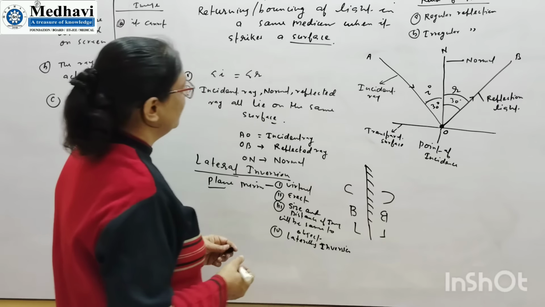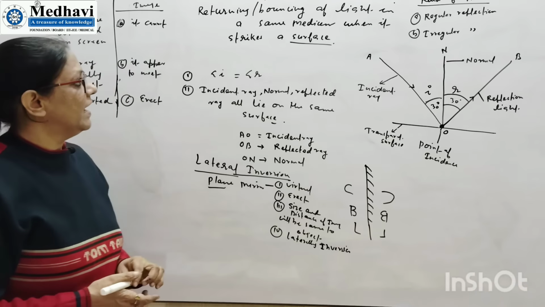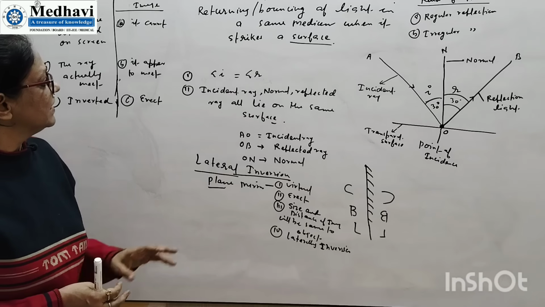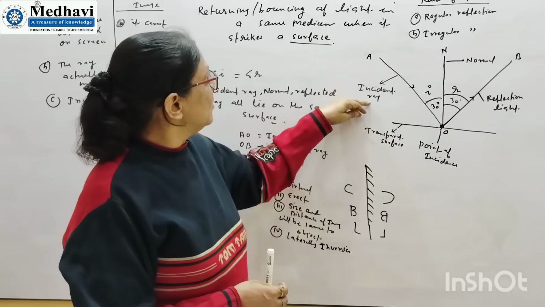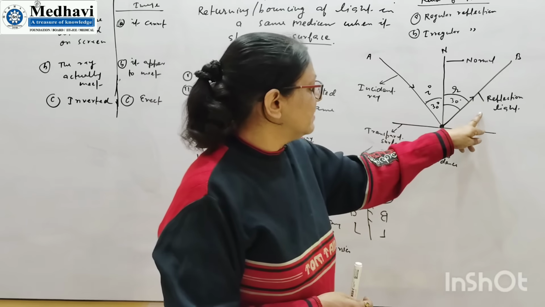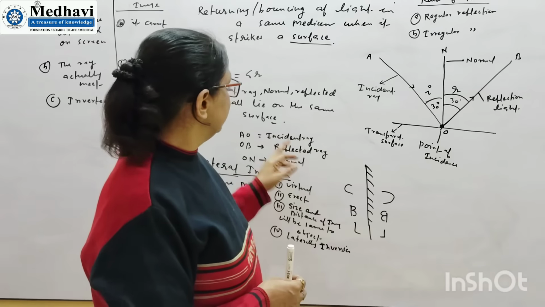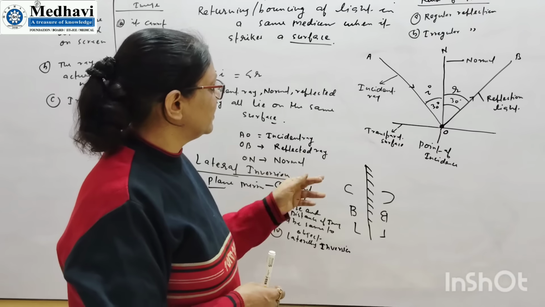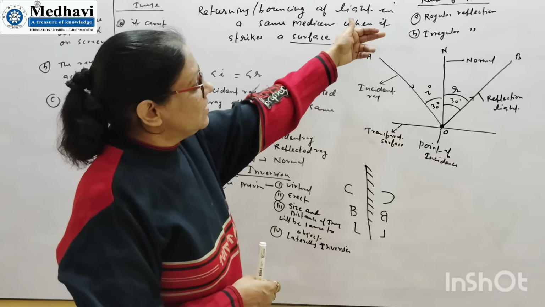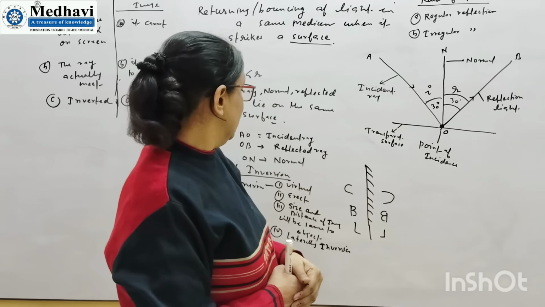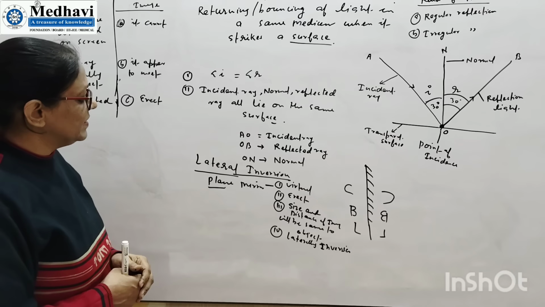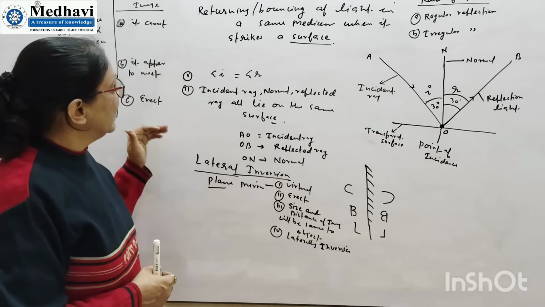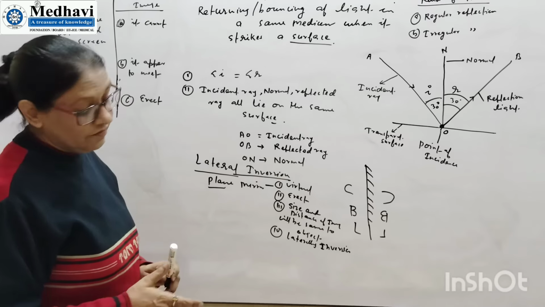So these are the information that we have got from the reflection of light. What is reflection of light, then the different information: incident ray, reflected ray, normal, then different types of surfaces, rough surfaces, smooth surfaces, kinds of reflection, regular reflection and irregular reflection, then real image and virtual image, then lateral inversion and the laws of reflection.